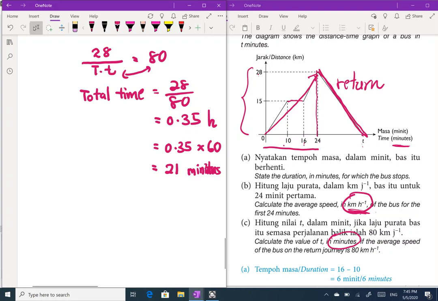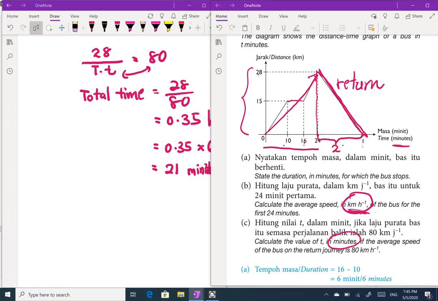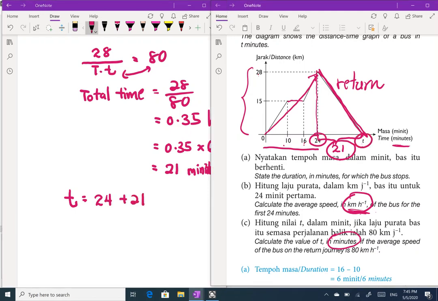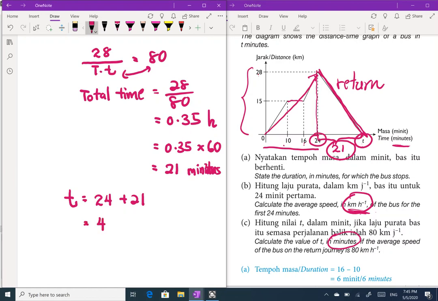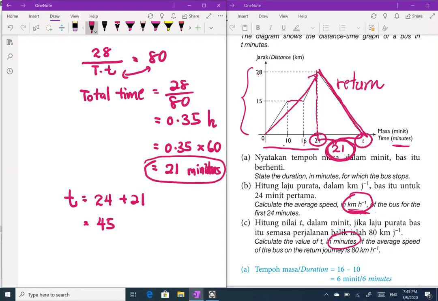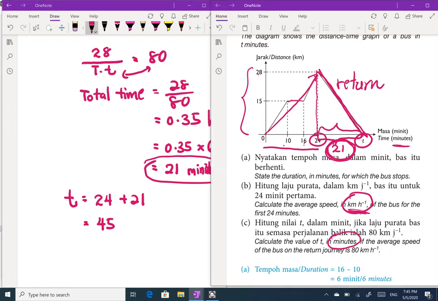Okay, the time taken for here is 21 minutes. 这个是21分钟, but what does the T represent? 是不是要24加21? So 24 plus 21 represents your T here. So it's 45. Do you understand? This 21 minutes represents the total time from here only. 21分钟只是代表这里去到这里罢了。 所以呢, 我要找这个T的话, 我一定要再加我之前的24再加以21。 Okay, now we go to question 3.